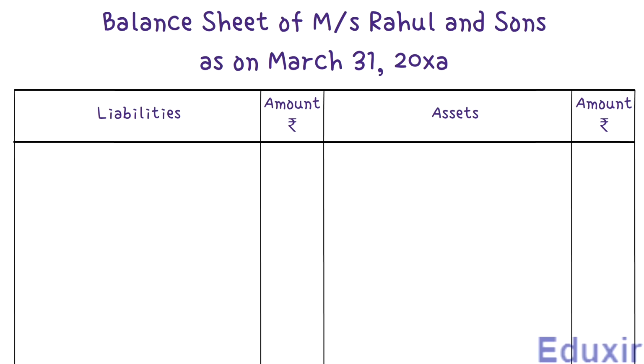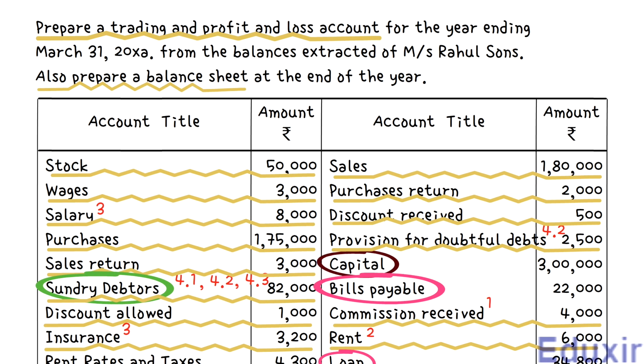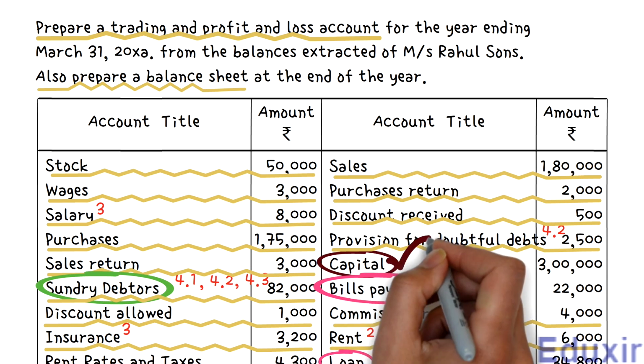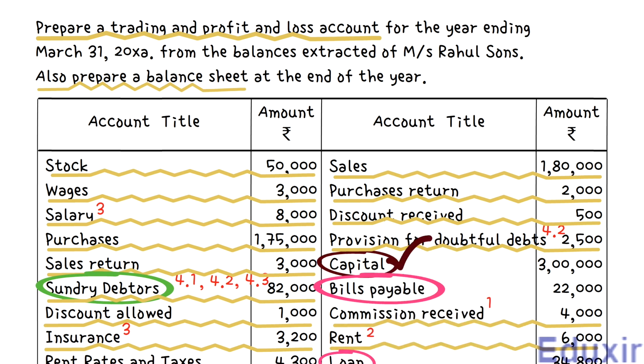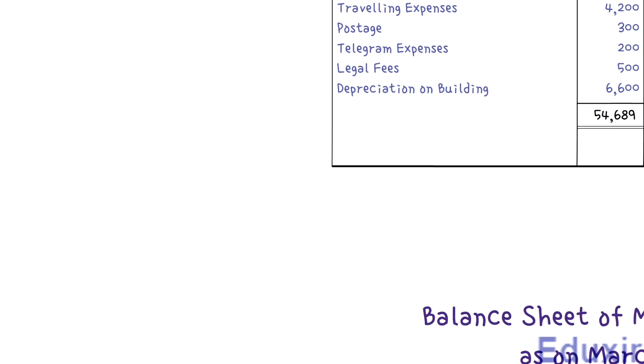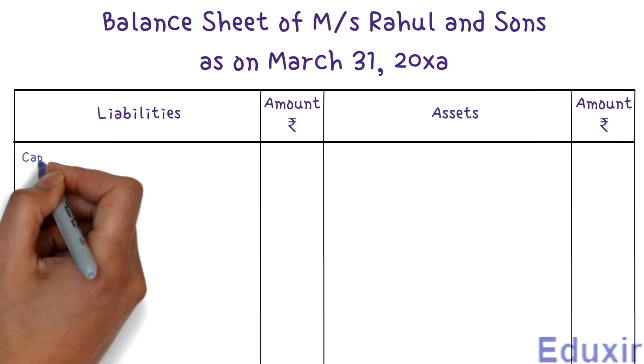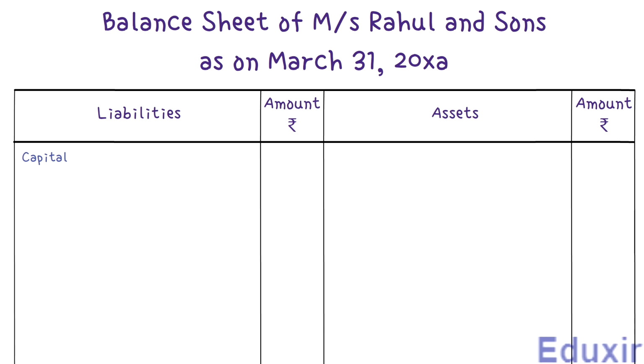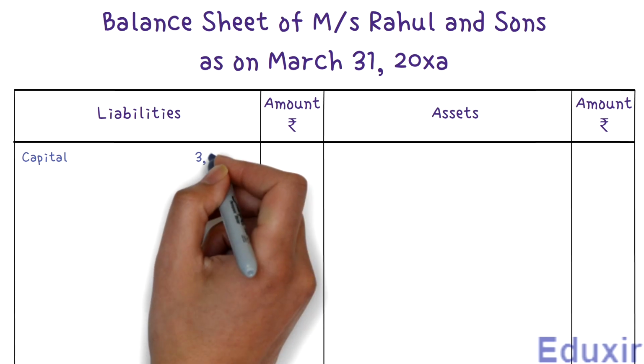Once we are done with the preparation of the balance sheet, you can arrange the balance sheet items in the increasing or decreasing order of liquidity. So the first item that should go into the balance sheet is the capital, which is worth 3 lakh rupees. As you know, we write the capital on the liabilities side. So let's first write capital in the liabilities column. Let's then write the capital amount of 3 lakh rupees.